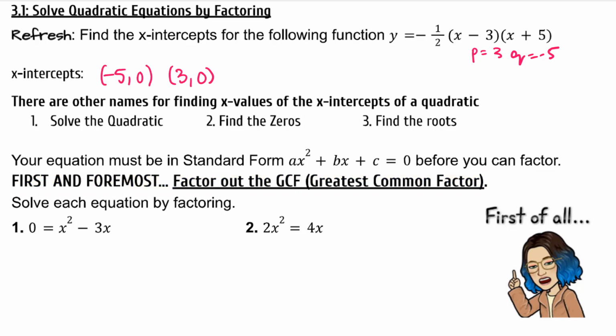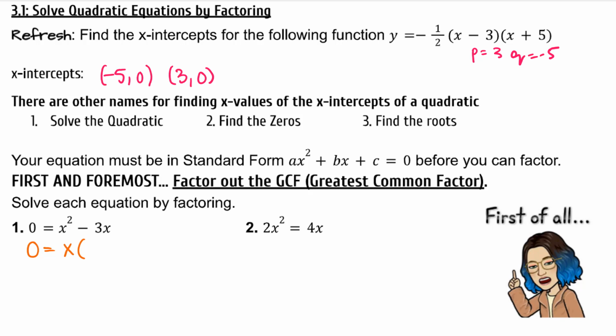We're going to solve each equation by factoring. First of all, we need to make sure it's in standard form, meaning it is equal to 0. Number 1 is equal to 0. Now let's look for the GCF between these two terms. The GCF is the greatest common factor between x squared and 3x. These two terms have an x in common, so I'll factor out an x.